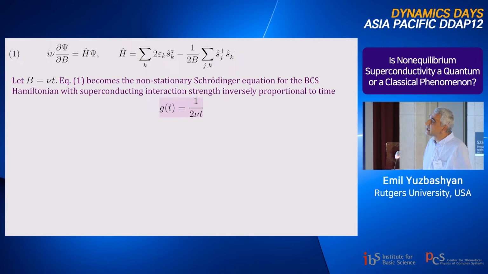So let us substitute B equal to nu times t in this equation. Then equation 1 becomes a non-stationary Schrödinger equation for the BCS Hamiltonian with the superconducting interaction strength inversely proportional to time, 1 over 2 nu t. Fortunately, this is exactly the kind of time dependence that you would get in ultra-cold fermions if you change your detuning from the Feshbach resonance in time. By changing the external magnetic field linearly in time, your coupling constant in the BCS Hamiltonian is going to change in this way.